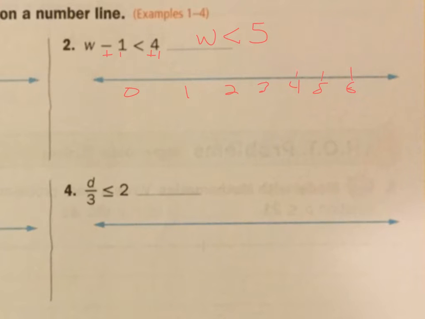So I have 6 points on my line. And it's 5. It's not equal to, it's just less than. So I circle 5 and I go less than all the way that way. Okay.